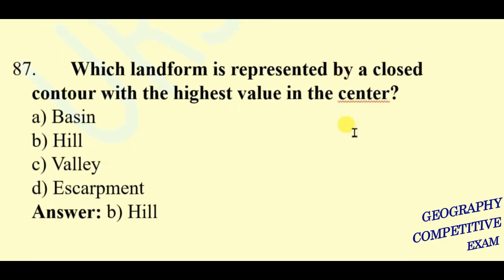Question number 87. Which landform is represented by a closed contour with the highest value in the center? Basin, hill, valley, escarpment. Here the right answer will be hill. Means that the contour values, or the elevation, decrease towards the outside from the center, so it is a hill. If it decreases toward the center from the outside, that will be a depression.